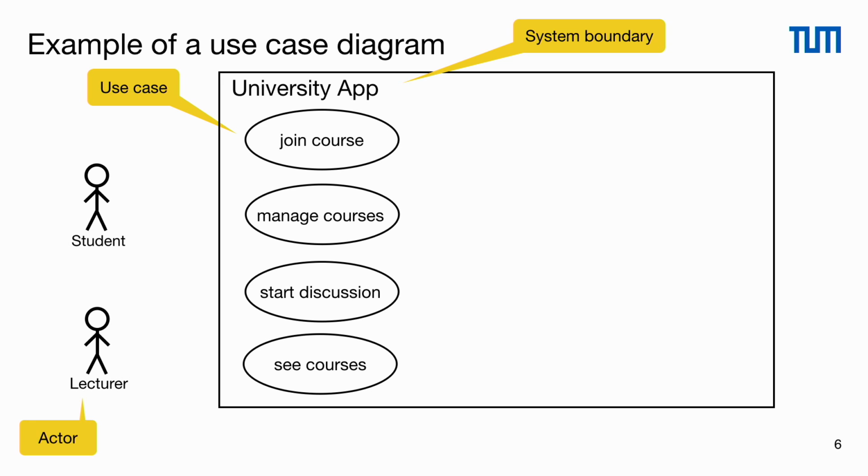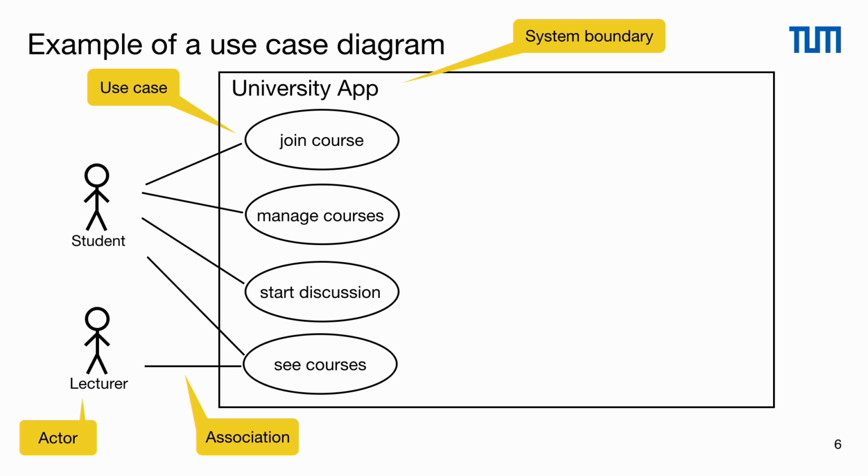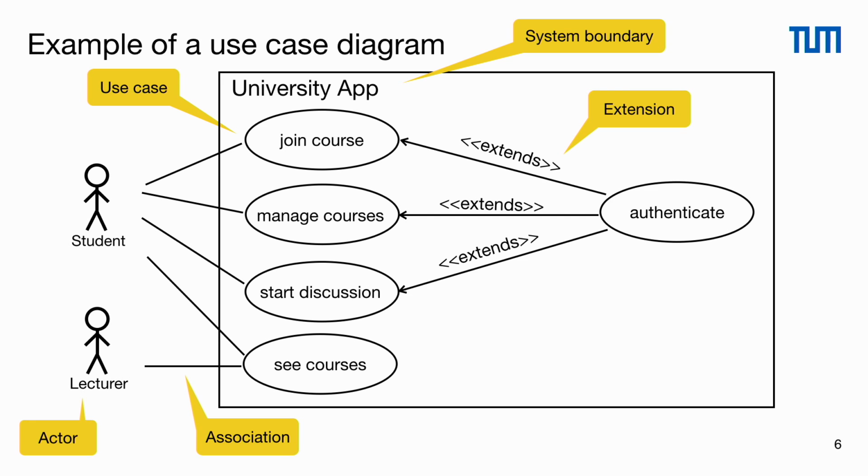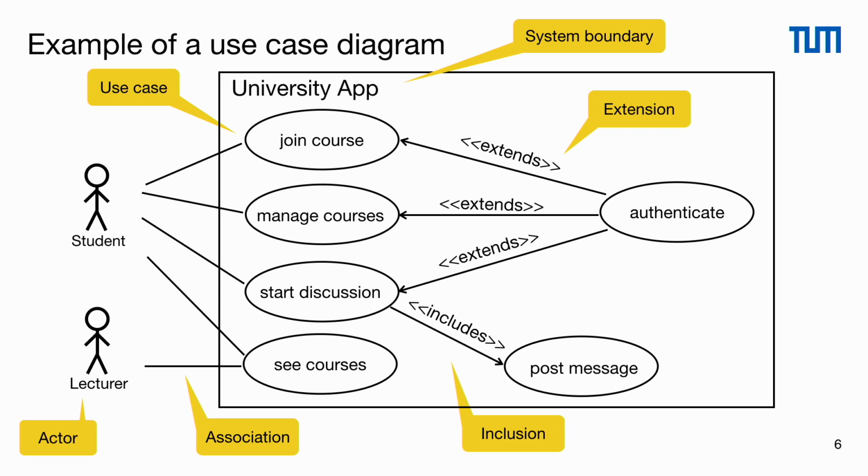Now we need to add the associations, which describe which of these use cases can be used by which actor. Finally, we add the extensions we mentioned before. There is extends, for example, for join course, manage course, and start discussion, which depicts that you have to authenticate first before joining a course, managing your courses, or starting a discussion. But there also is an inclusion extension, which is an optional additional use case. So when you start a discussion, you are able to post a message.